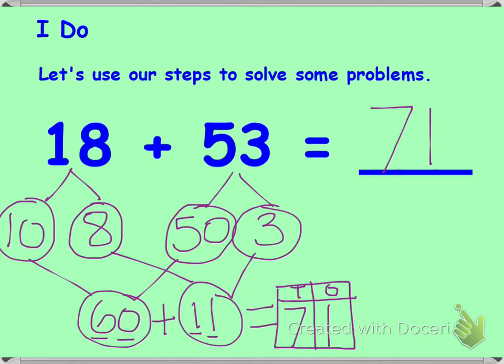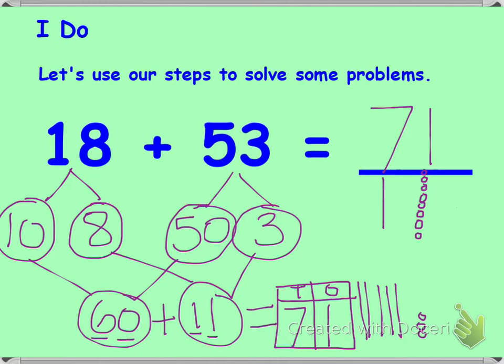Now, if you are just starting to do this number bond strategy and you need a little bit of help, you can always check your work by drawing a picture. So you can draw 18, your 1 ten and your 8 ones. 3, 4, 5, oopsies, 5, 6, 7, 8. Then my 53, the bottom, 10, 20, 30, 40, 50. Then 3, 1, 2, 3.